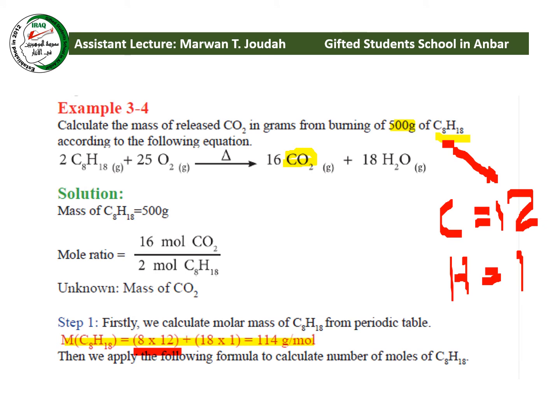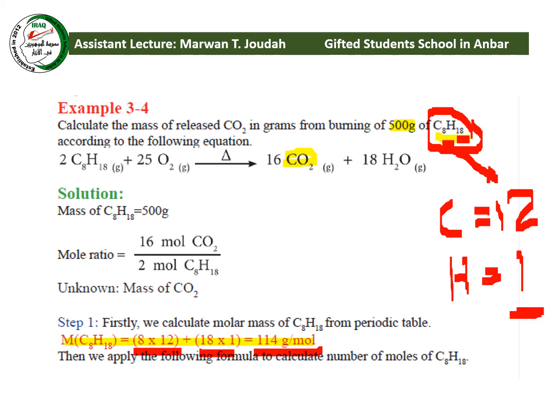Plus, we have only hydrogen here. So we say 18 hydrogen atoms times 1. So 8 times 12 plus 18 times 1 gives us 114 grams per mole, which is the molar mass of the whole compound, C8H18. So this is how you calculate the molar mass of any substance.